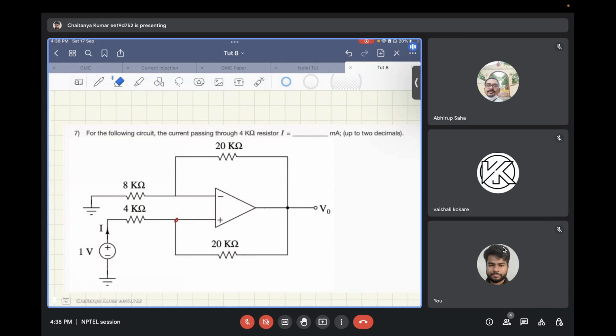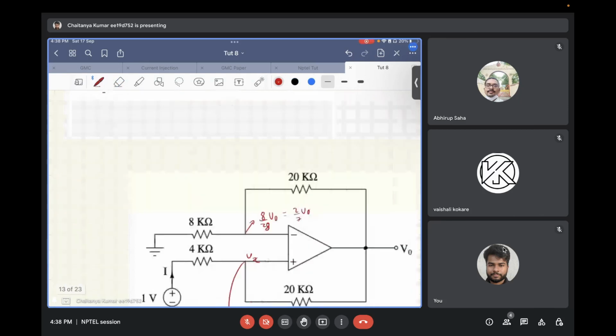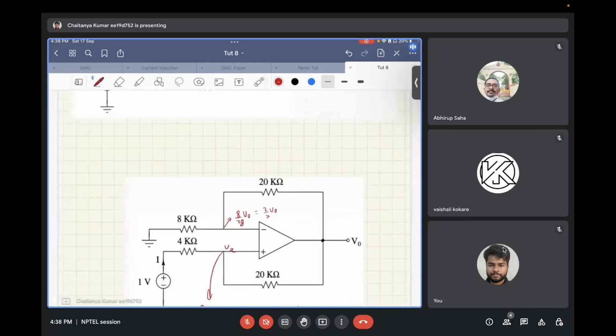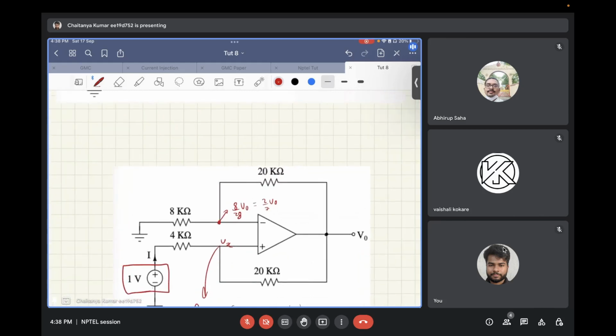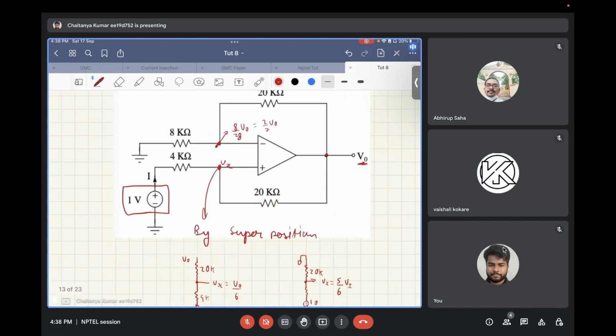Okay, so now to solve this question, that is to find out the current that this 1 volt voltage source is supplying, with the input voltage source intact, you need to find the voltages at these two terminals. For the negative terminal, it will be the resistor divider from V naught to this point, that is 2 by 7 times V naught. And this Vx can be found out by superposition.